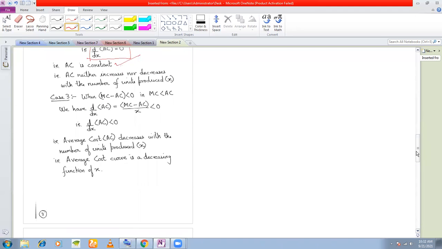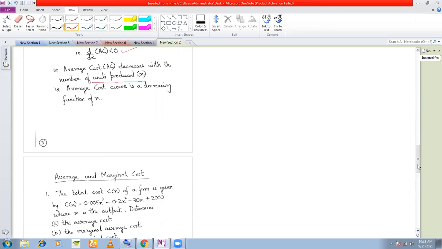And finally, you have marginal cost less than average cost, that is, MC minus AC is less than 0. In such a case, what happens? The derivative is less than 0. That means average cost is a decreasing function. That means average cost decreases with the number of units produced. As you increase your production from 50 units to 60 units to 70 units to 80 units and so on, your average cost keeps decreasing. Okay, so that is what you must remember.